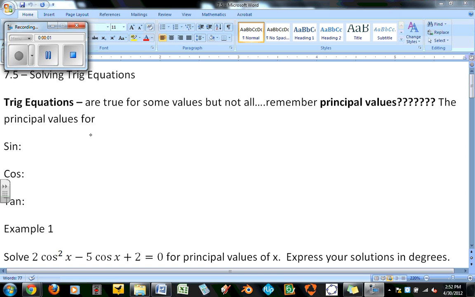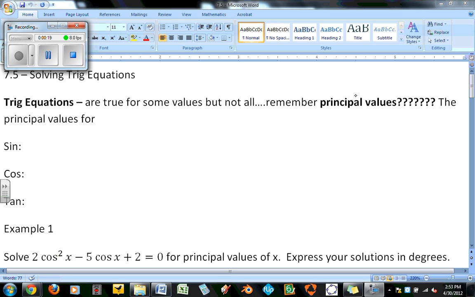In section 7.5, we're talking about solving trig equations, and we're going to simplify and do a couple of different algebra steps that you might not have thought of, but you fully know these. We're just putting them into use with trig equations. In trig equations, they're true for some values, but not all.